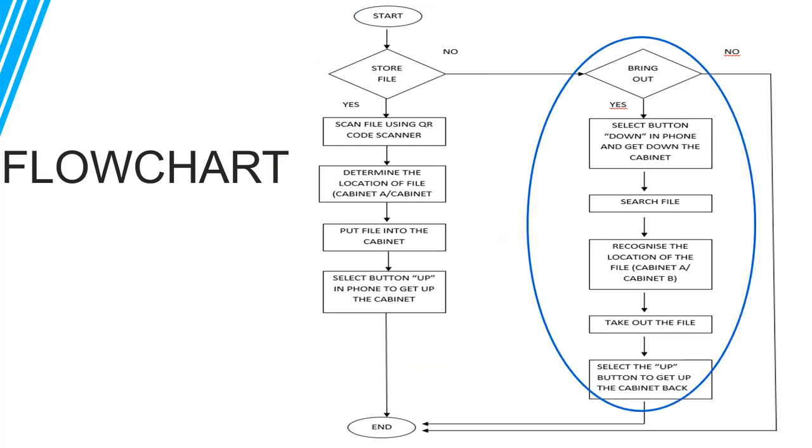The second process is to take or bring out the file. The user should type the file's name in the search button of the app. The file name and its location will appear on the system to show where the file is. The user can press the down button to move the cabinet down and take the file according to the location given, and press the up button to move the cabinet back into place.